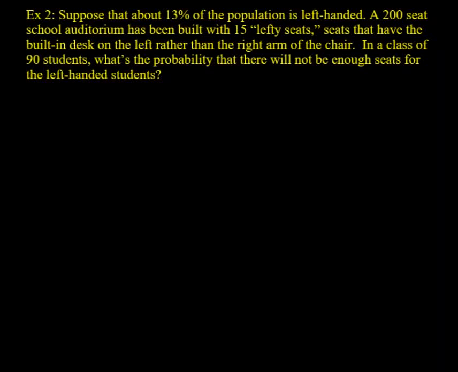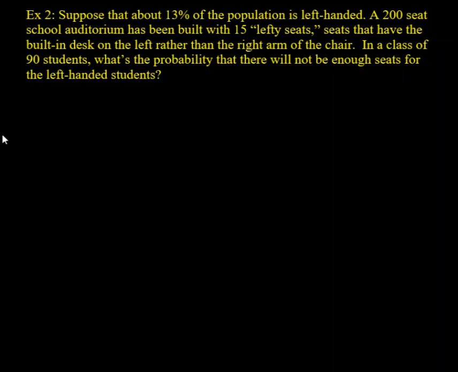Chapter 17, Example 2. Suppose that about 13% of the population is left-handed. A 200-seat school auditorium has been built with 15 lefty seats, seats that have built-in desks on the left rather than on the right arm of the chair. In a class of 90 students, what's the probability that there will not be enough seats for the left-handed students?